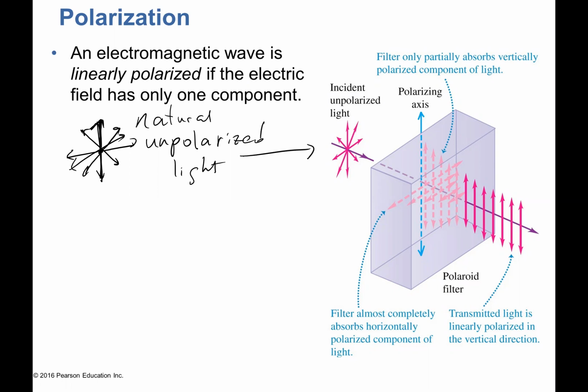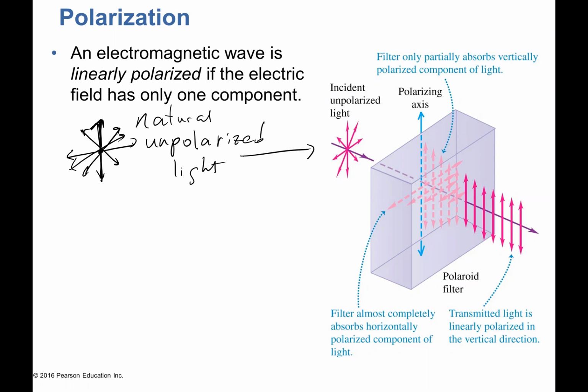Basically this guy over there. So it's a natural or unpolarized light. That means the sun generates natural or unpolarized light. A light bulb generates natural unpolarized light. That means the way they generate light is in kind of every single direction.